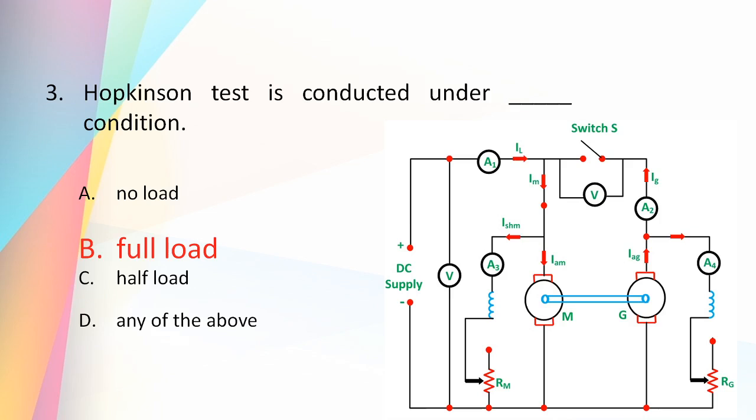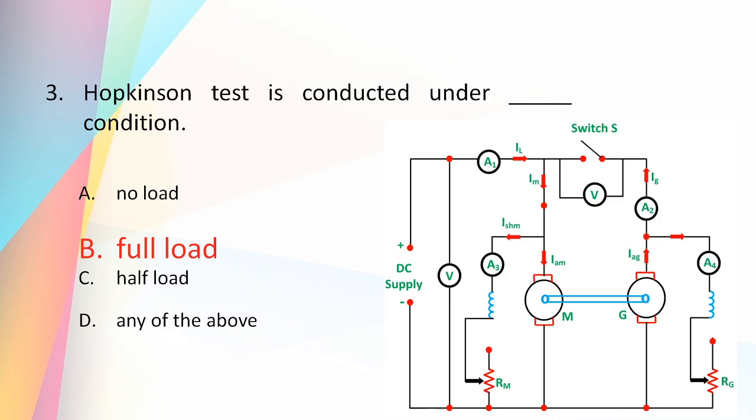And this has some advantages. This method is very economical because only the loss component is taken from the supply. Then the temperature rise and commutation conditions can be checked under rated load condition, because this is a load test and back-to-back test, as one machine acts as load to the other one. Stray losses are considered as both the machines are operated under rated load conditions. Then large machines can be tested at rated load without consuming much power from the supply.